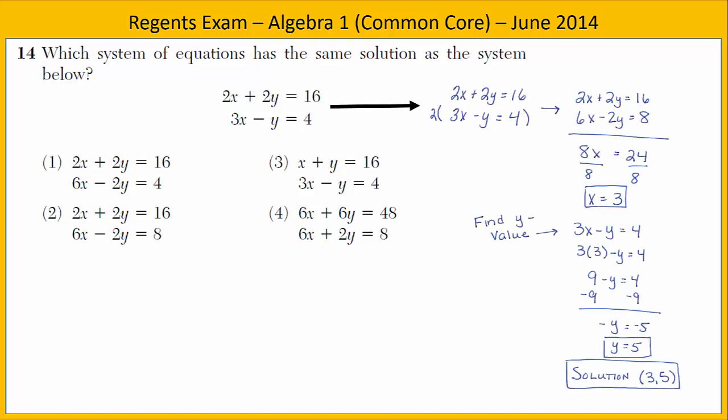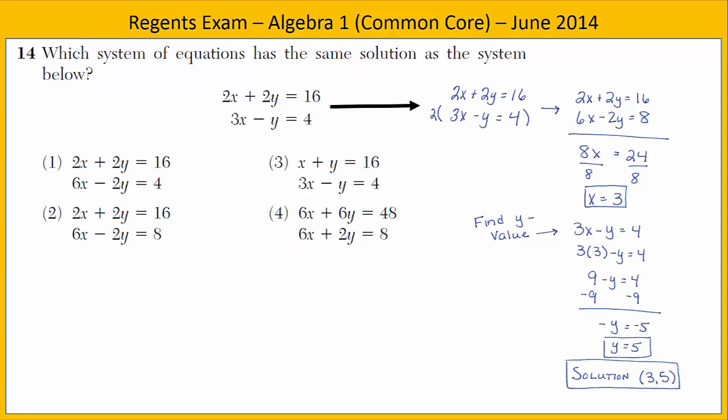One possible way is to take the system of equations given in the problem and to solve it. You could use any one of a number of methods, substitution, elimination, or graphing, and you'll find that the solution is the point (3, 5). In this exercise, I used elimination, but any of those other options would have worked just fine.